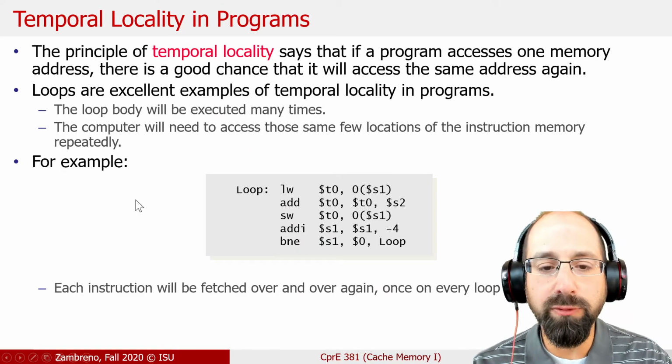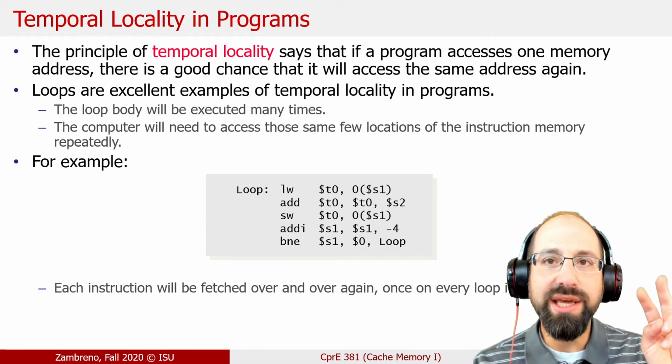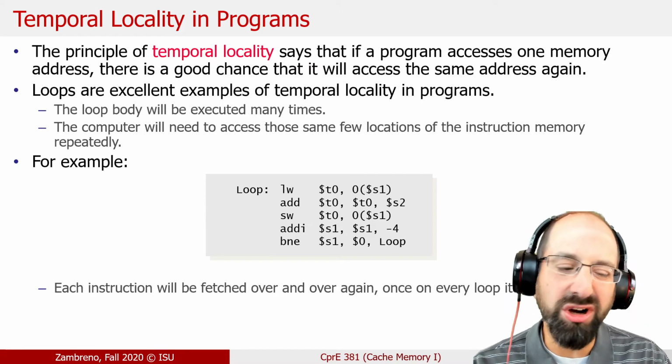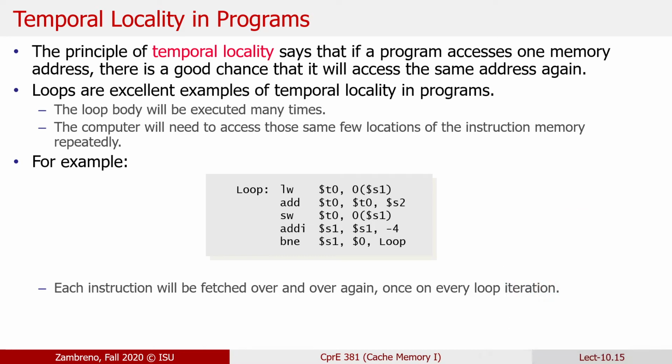And here's just an example of what temporal locality means in programs, or in instruction memory would be a better way to phrase what that's referring to here as opposed to in programs. Again, temporal locality says that if we access one memory address, we're likely to do it again. So I think a better way to word this would be temporal locality in instruction memory versus in programs.